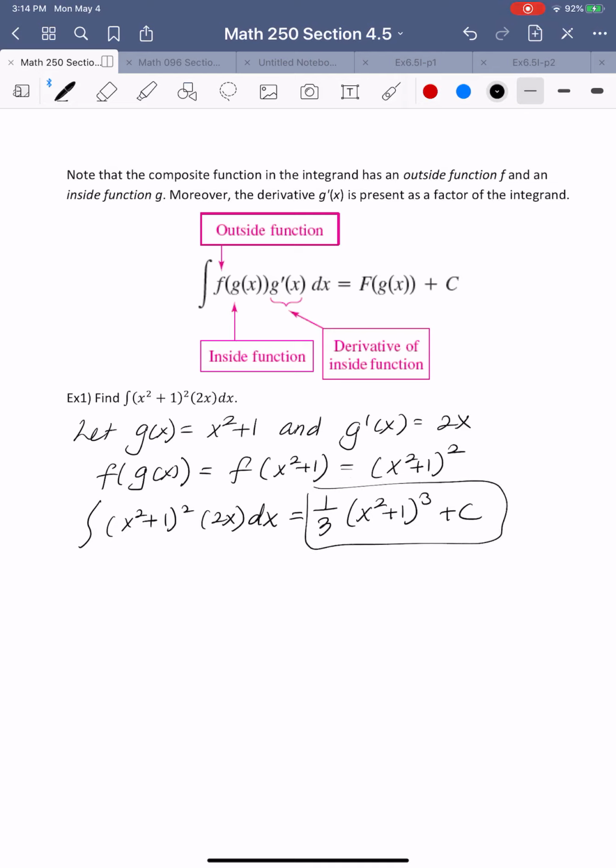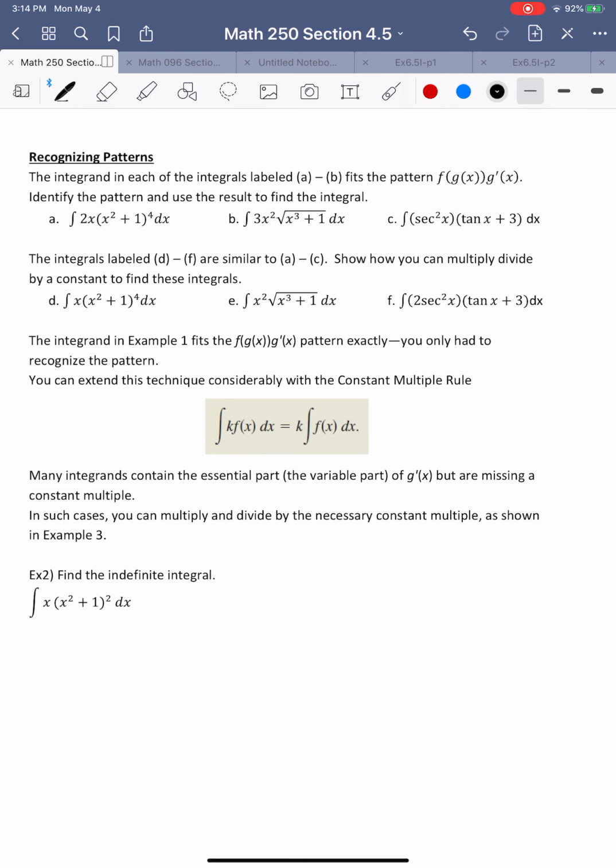Because this whole thing is f of g of x, and this is g prime of x, and then dx. Try using the chain rule to check that the derivative of 1/3 of x squared plus 1 cubed plus c is the integrand of the original integral. Recognizing the pattern, the a to c fits the pattern of f of g of x times g prime of x, and the d to f is also similar. They show how you can multiply and divide by a constant to find the integral.